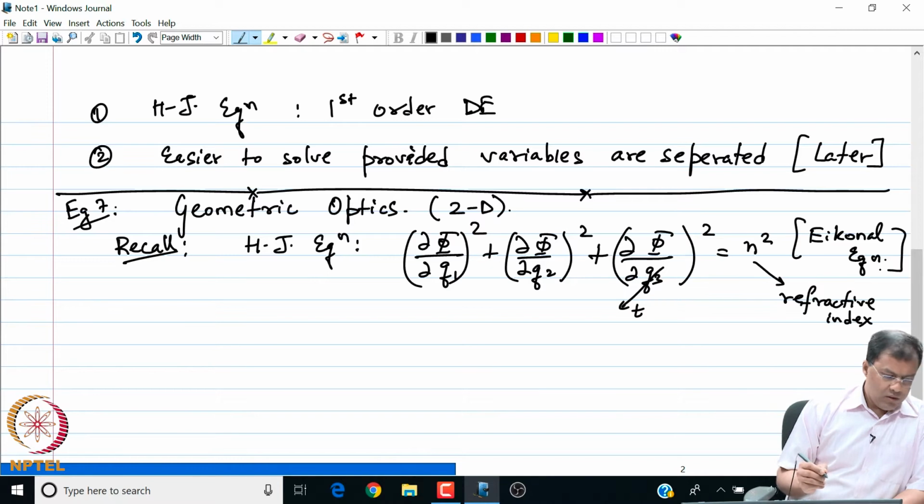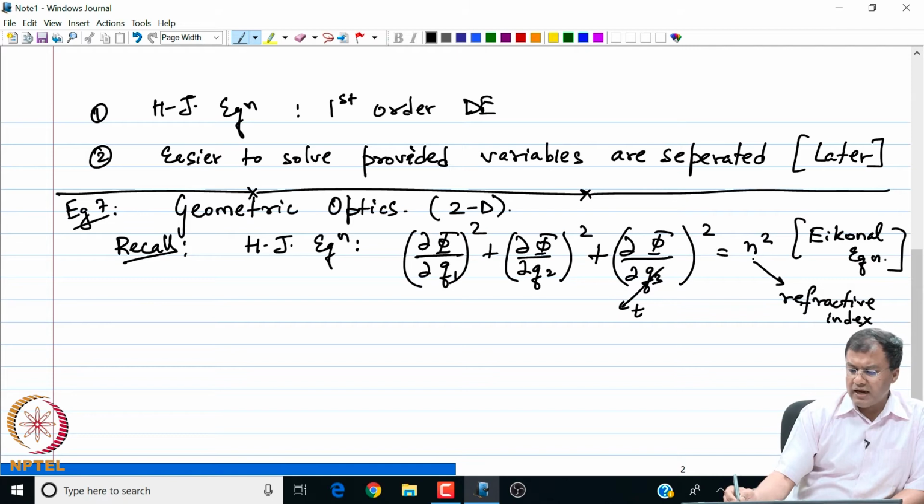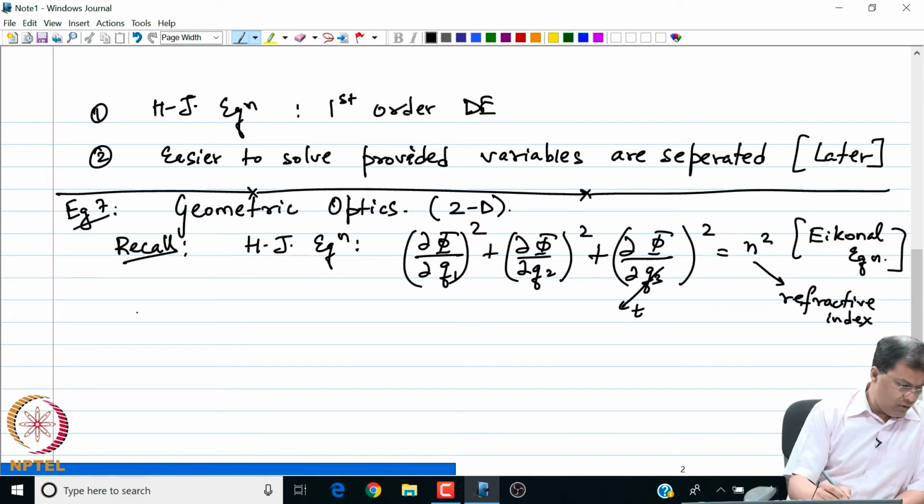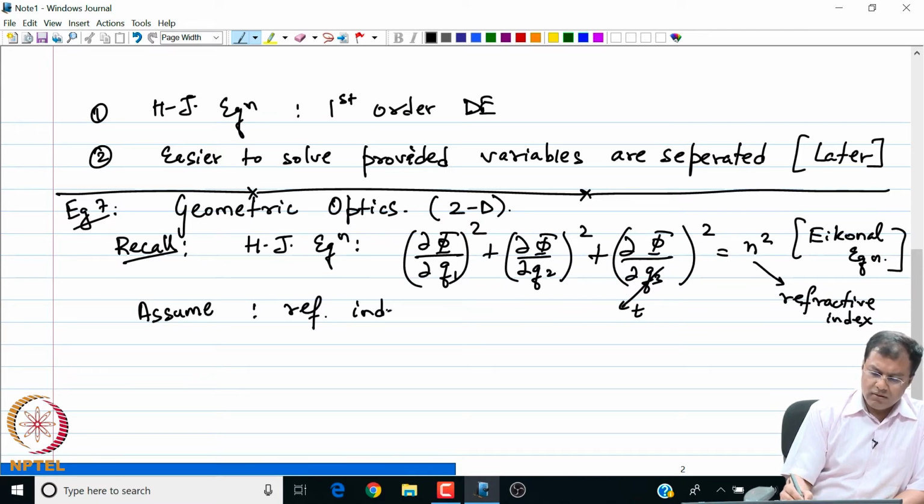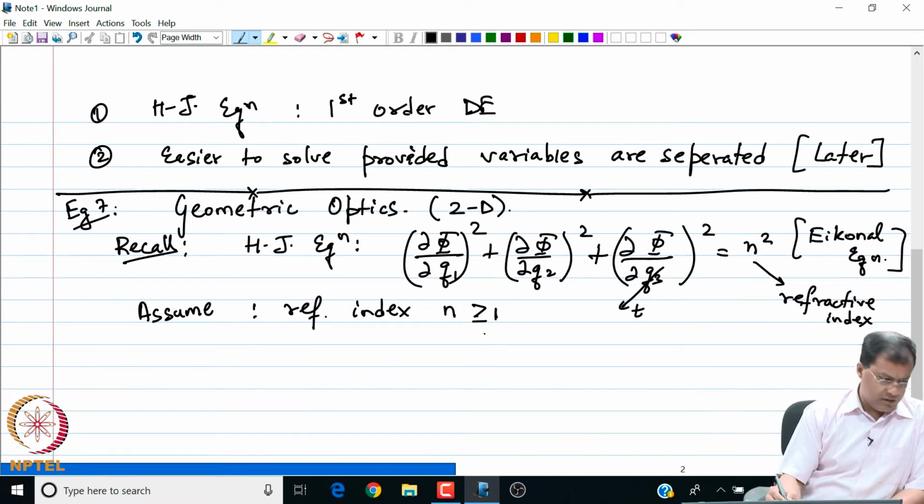Okay. So first of all, from physical considerations, we have that the right hand side, the refractive index, is always greater than or equal to 1. 1 corresponds to the refractive index of vacuum or air, so that is the base index. So we assume that my refractive index n is greater than or equal to 1. This is purely due to physical consideration.